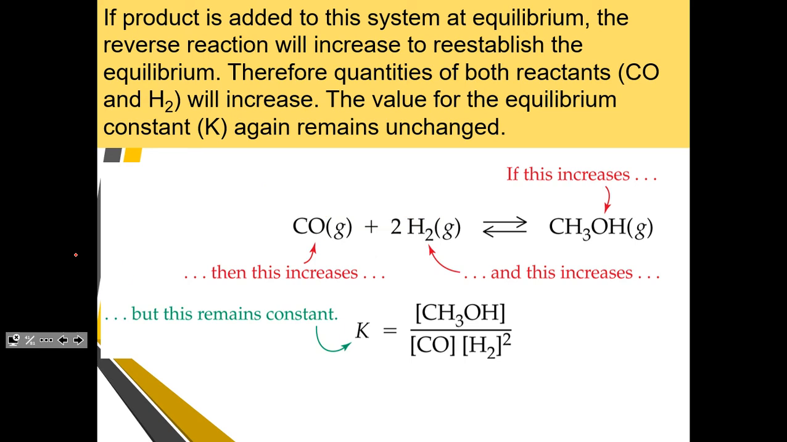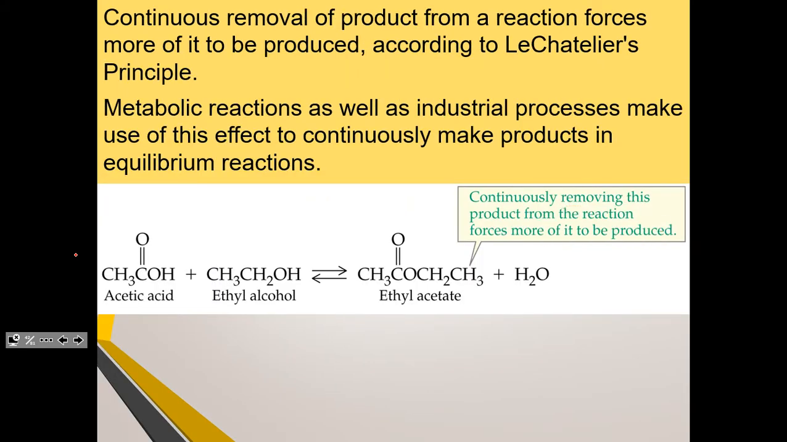Another example, if we increase the product, well, in this case, both of these will increase on the reactant side because equilibrium will have to shift to the left. Again, the equilibrium constant remains the same with a change in concentration. If we continually remove product from a reaction, we can actually force more of that product to be produced.